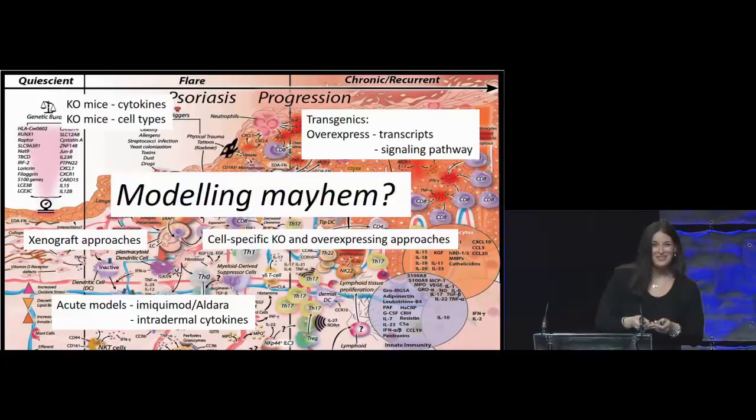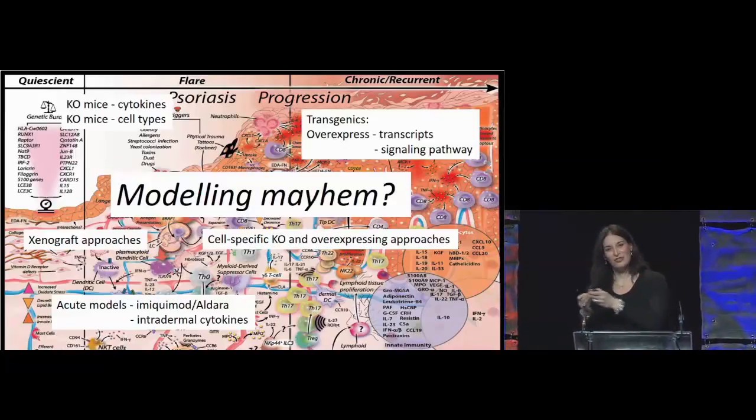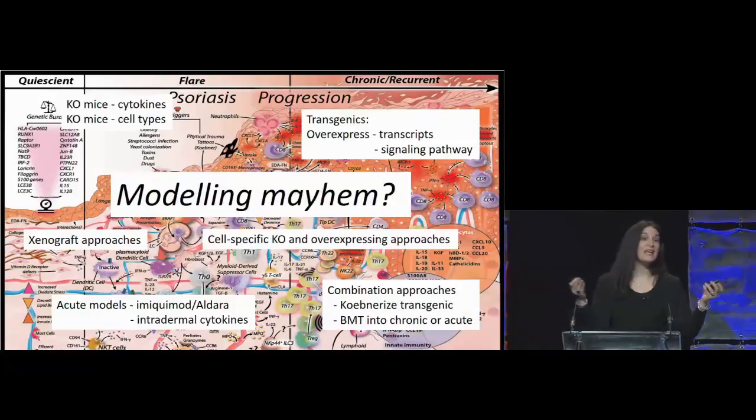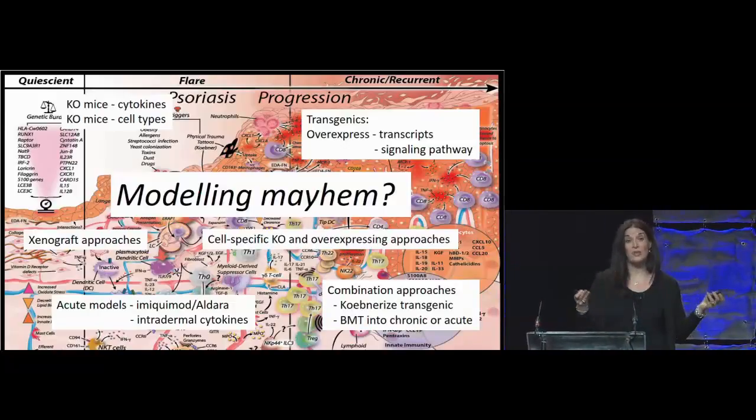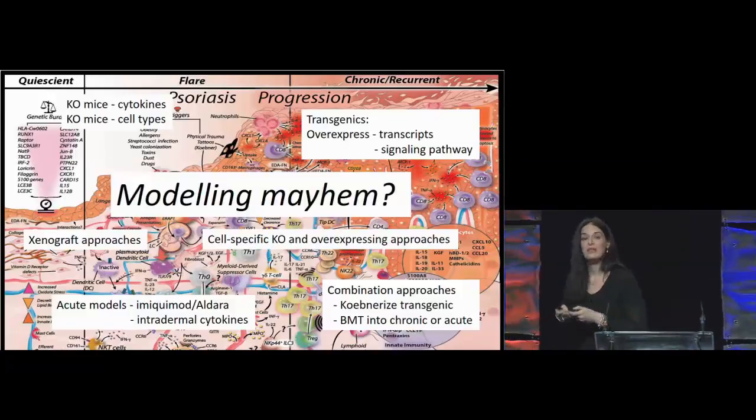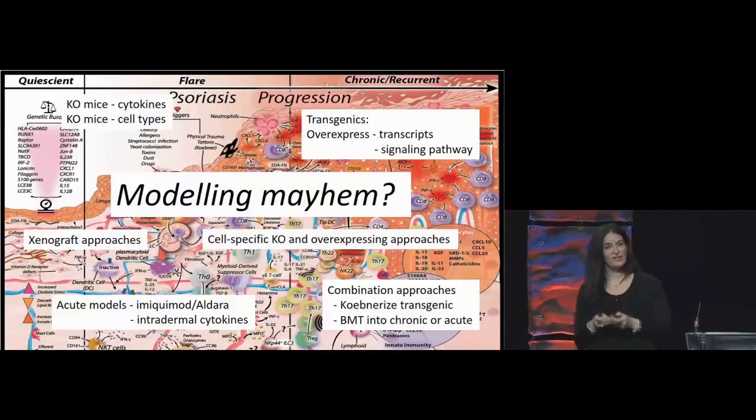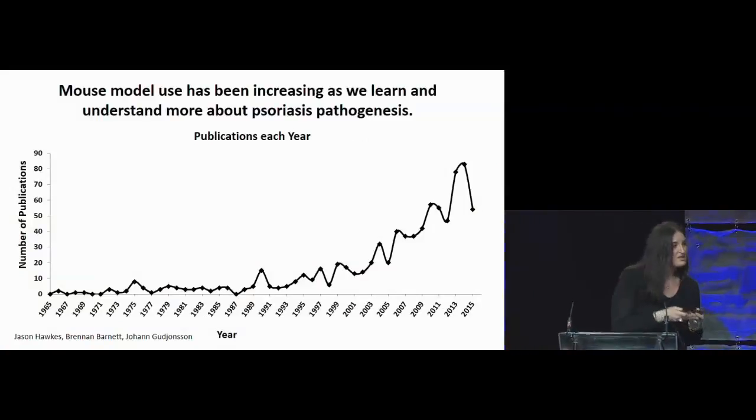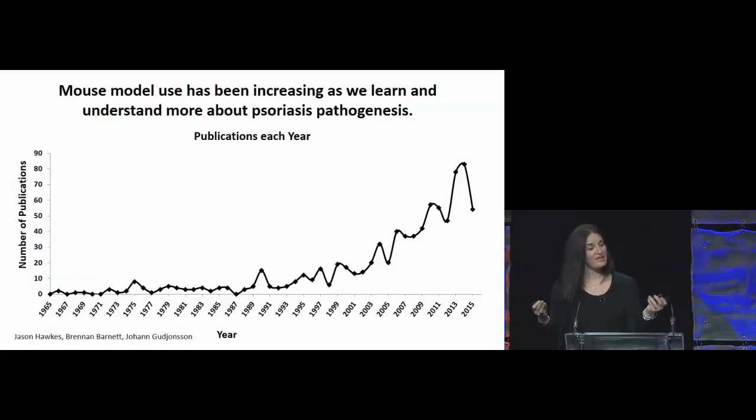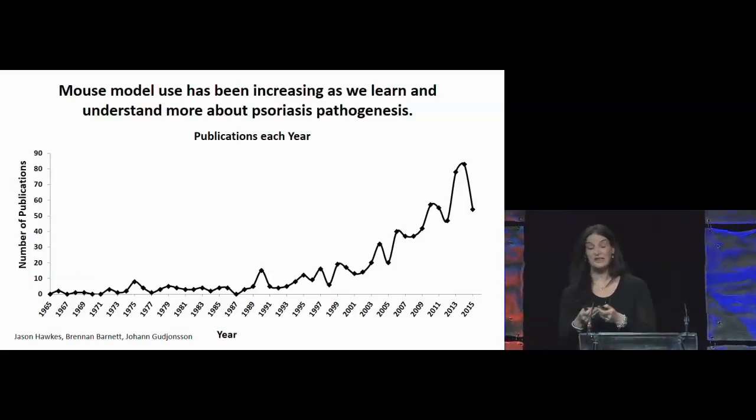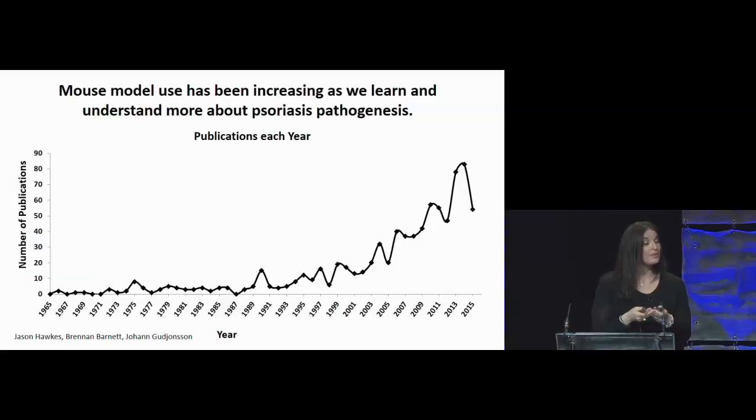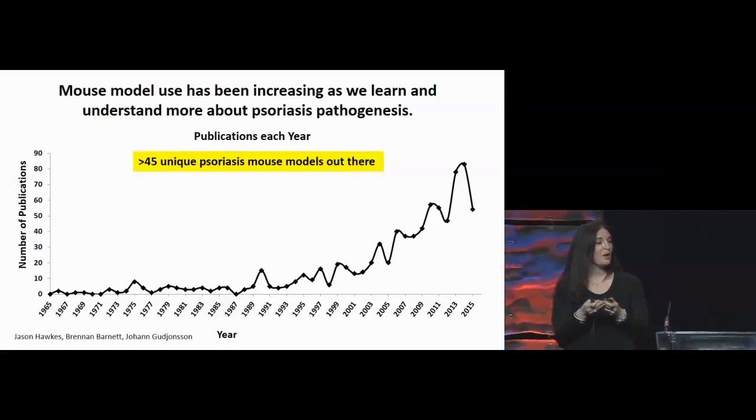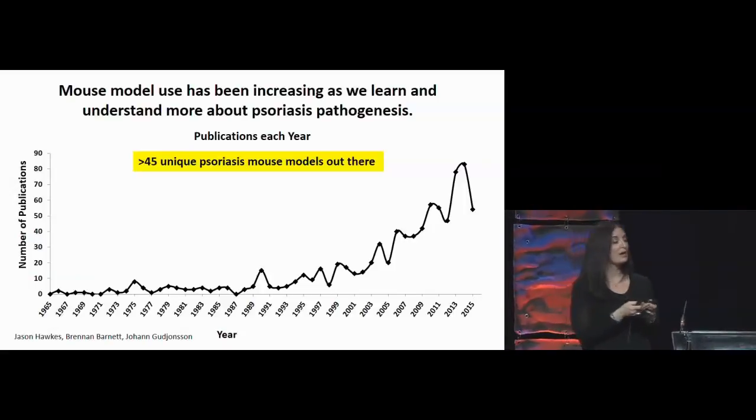There are acute models, the application of Aldara, the intradermal injection of cytokines. And then there's combination approaches where we can take bone marrow from knockout mice, put it into another mouse and study the circulating cell contributions versus the skin contributions. As we've learned more about psoriasis pathogenesis, the number of mouse models has continued to increase. In fact, right now, there's more than 45 unique mouse models modeling psoriasis out there.